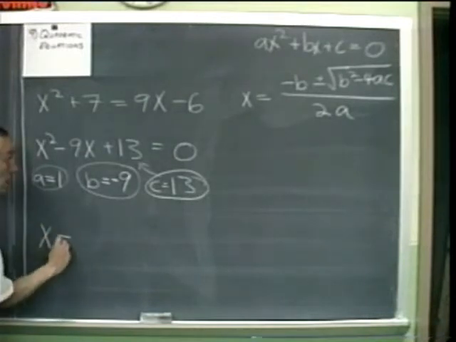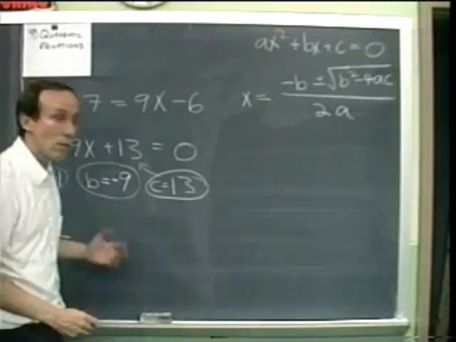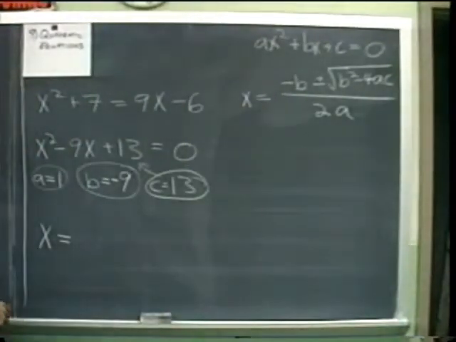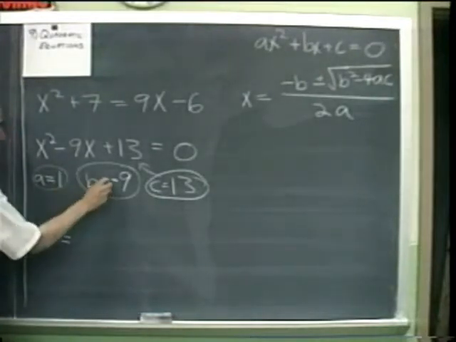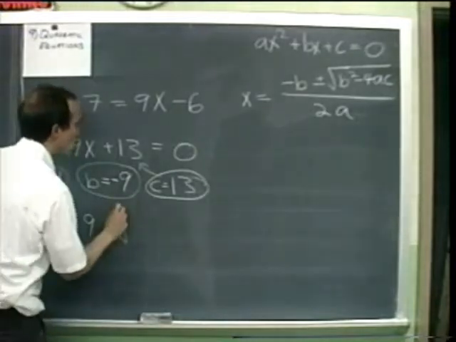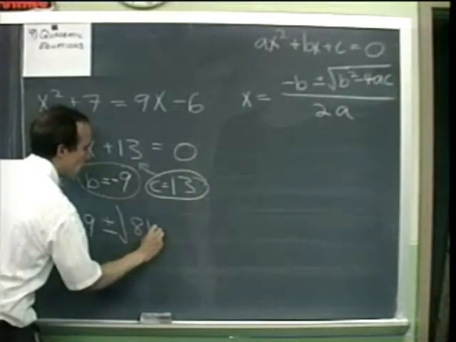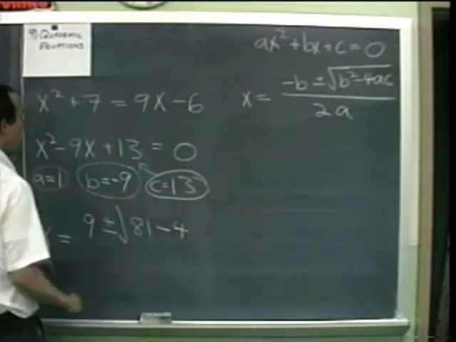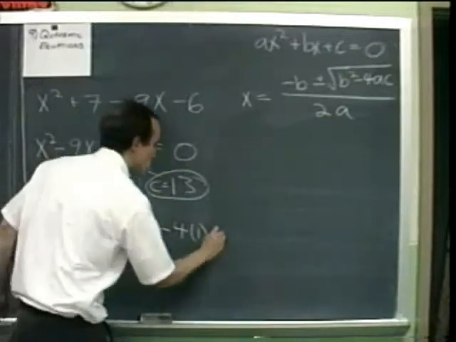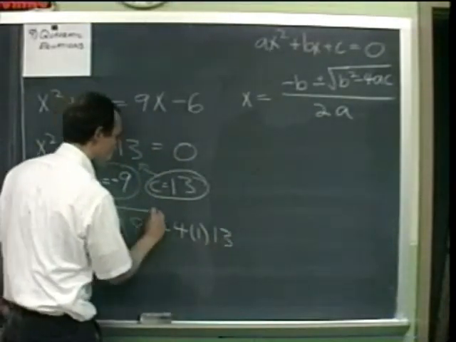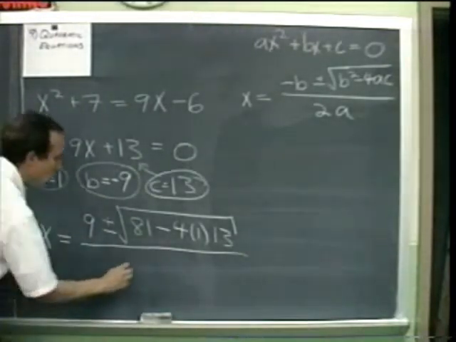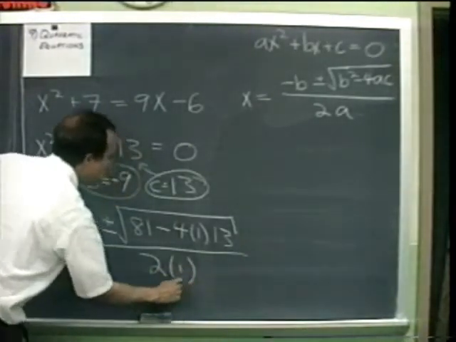So we go ahead and use that expression. The variable could very well be t or some other symbol, it works just as well in the quadratic formula as x. X is equal to minus b, it will give us a plus 9, then plus or minus the square root of b squared, which is 81, minus 4 times a, which in our case is 1, times c, which is 13, all divided by 2 times a, 2 times 1.